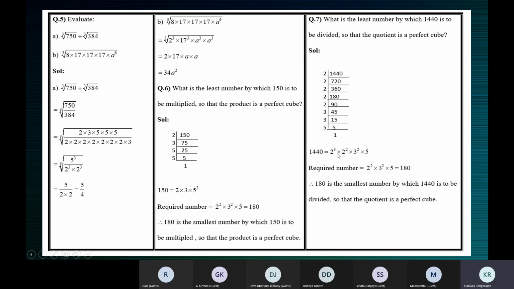And the quotient will be 8, because when you divide 1440 by 180, 180 has these factors. So when you divide this by 2 square, 3 square, and 5, they'll get cancelled, and you'll be left with 2 cubed. And 2 cubed or 8 is a perfect cube.